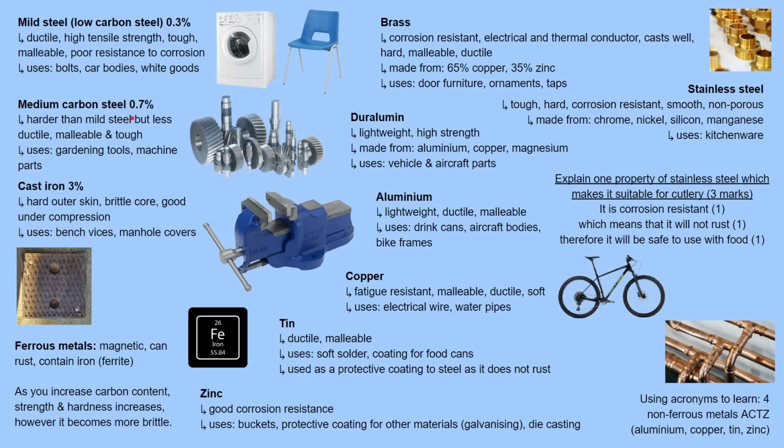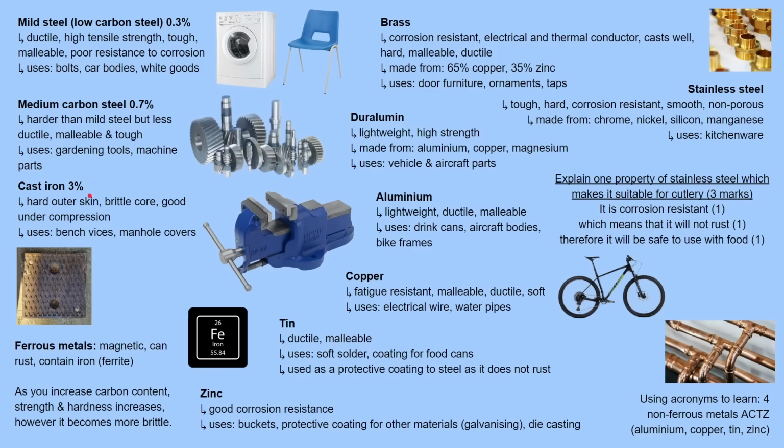Medium carbon steel has approximately 0.7% of carbon in it. It's harder than mild steel, but it's less ductile. It's malleable and it's tough. It's less malleable, but it's tougher. It's used in gardening tools, machine parts. A lot of gears and bolts is what medium carbon steel is used in.